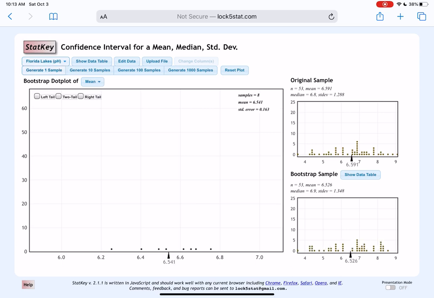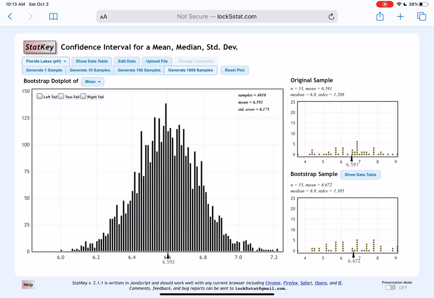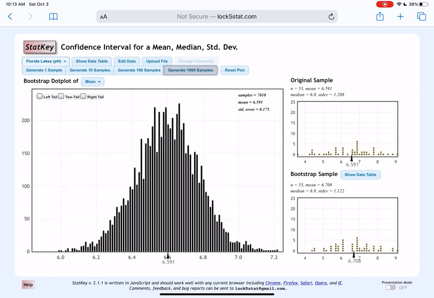We'll repeat it again and again. You'll see we're continuing to do this. We'll do this two more times. And now what we've done is we have a bootstrap distribution of 10 bootstrap sample means. But I told you we want to do this for at least 10,000. So we're going to click the generate 1,000 samples, and we're going to do that 10 times. So 1, 2, 3, 4, 5, 6, 7, 8, 9, 10.